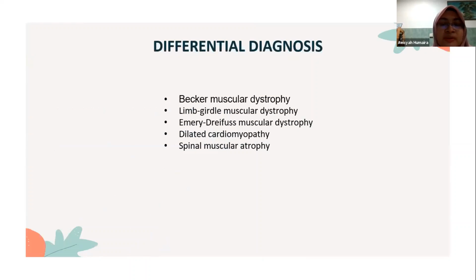For differential diagnosis, there are other types of muscular dystrophy. The middle one is Becker muscular dystrophy, and Limb-Girdle muscular dystrophy, Emery-Dreifuss muscular dystrophy, and also the differential diagnosis might include dilated cardiomyopathy and spinal muscular atrophy.